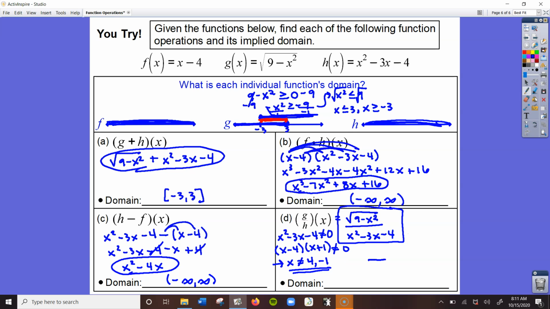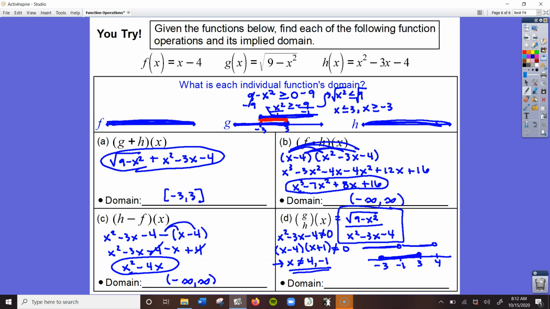So I'm going to put everything on my number line. Because of g of x, remember those numbers here, negative 3 and 3. So I'm going to start with the negative 3. I have the negative 1 from this condition, the positive 3 from the g of x condition, and then the positive 4. So as we see in the original number line, g of x is only defined from negative 3 to 3. But then for the new function, the division, the rational function, x cannot equal 4 nor negative 1.